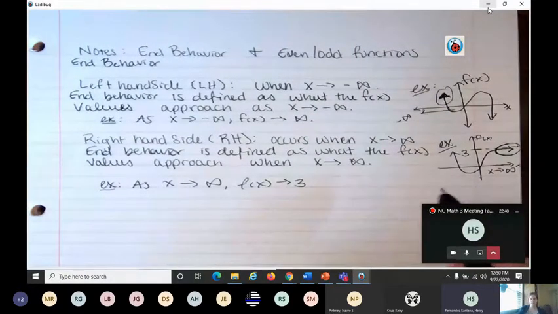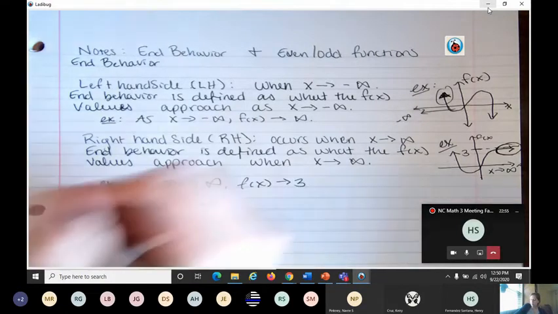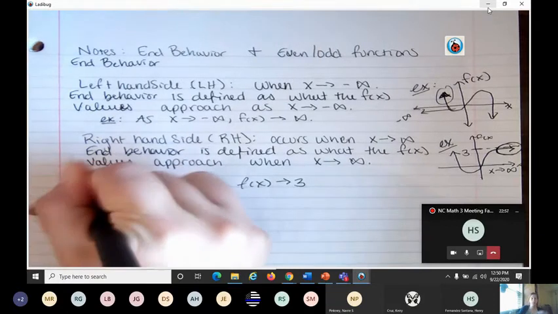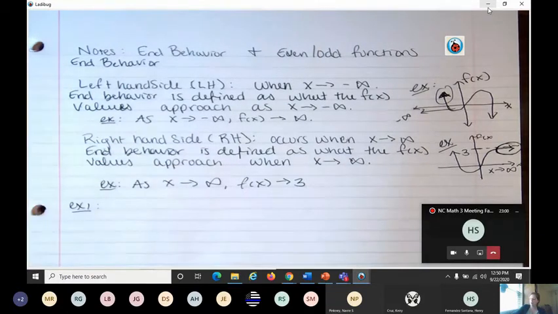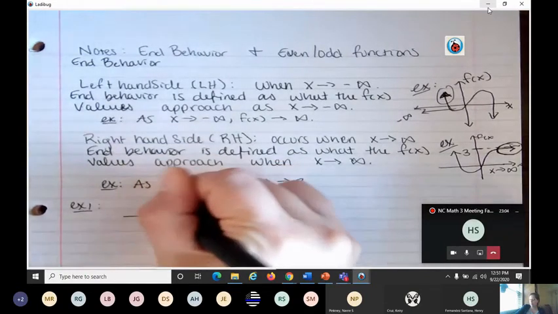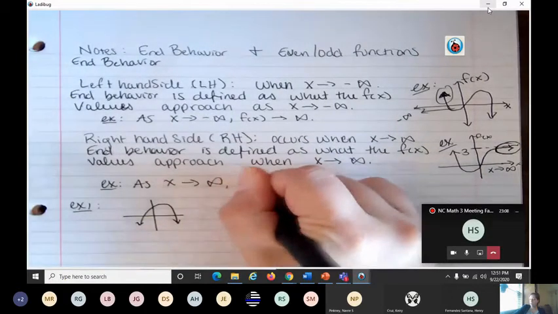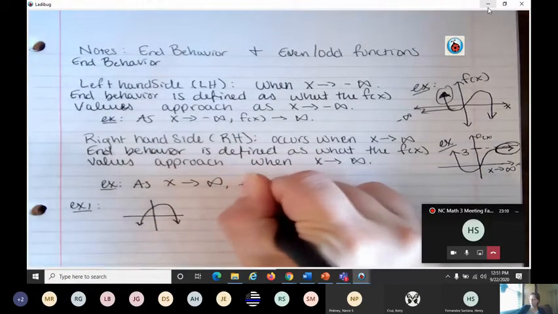Okay. Any other questions on the right or left-hand side? Okay, so that's it for end behavior. We're going to do some examples to make sure y'all get it, and then we'll move on. So example 1, I'm going to draw a function, and we're going to do both the left and the right end behavior for this function. So we're going to do the left-hand side and the right-hand side.